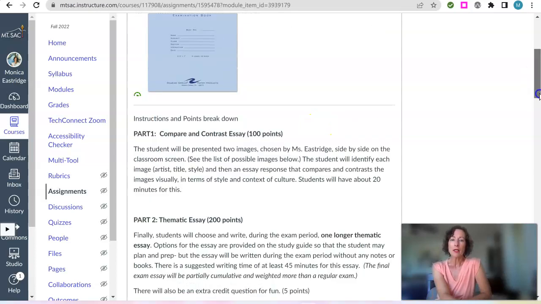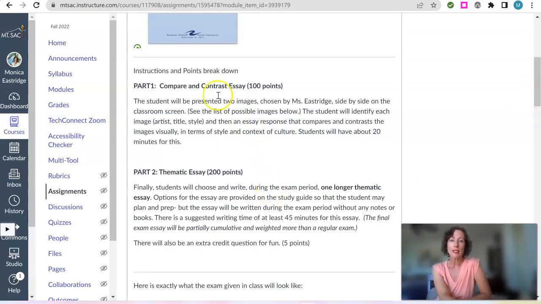The exams are already up for you to look at. So for exam 1, for example, you'll have 2 parts. The first part will be a compare and contrast essay, and the second part will be a longer thematic essay. I don't have word count to give you. I just have suggested times that I'm guessing would make sense to write these.